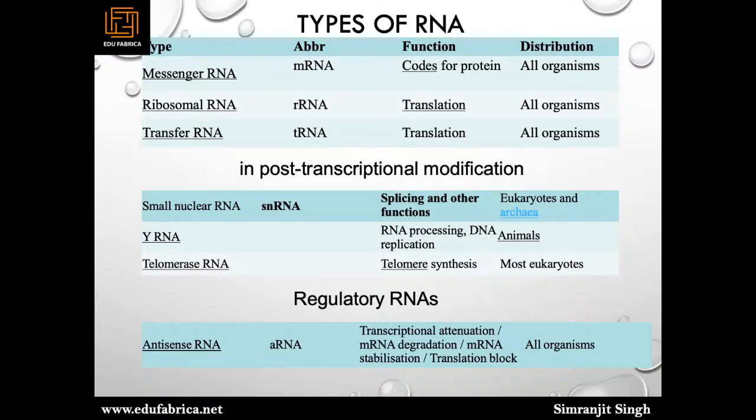There are some types of RNA. From a general perspective, it could be messenger RNA, ribosomal RNA, or transfer RNA. Then come the short forms mRNA, rRNA, and tRNA, and there are codes for proteins. Ribosomal RNA is needed for translation, and transfer RNA is also needed for translation.